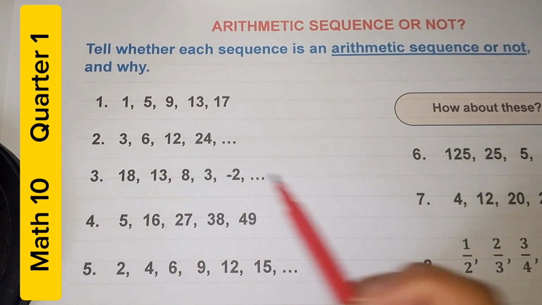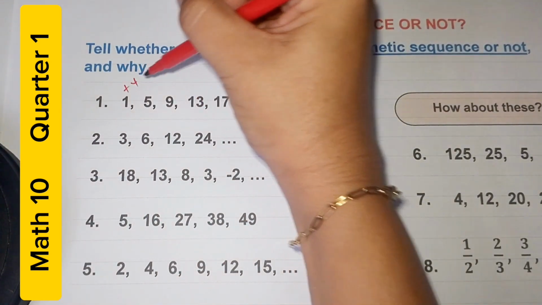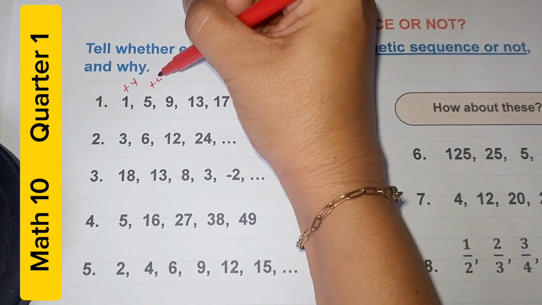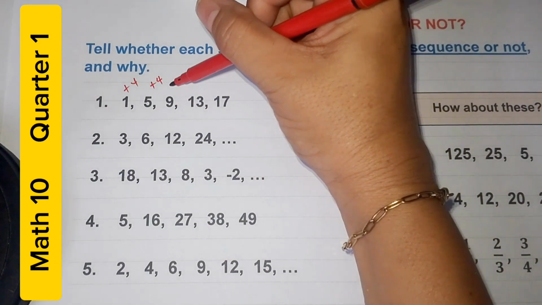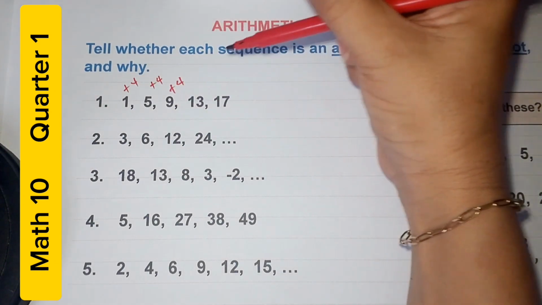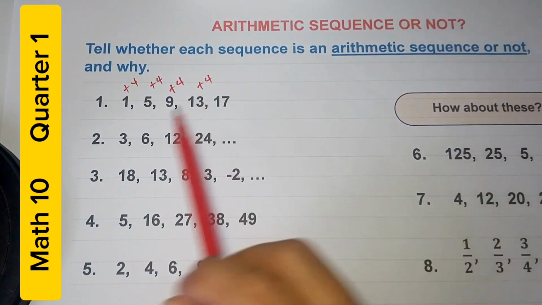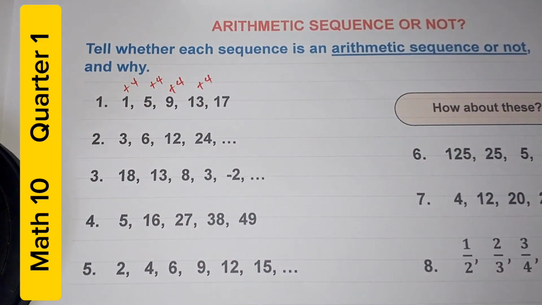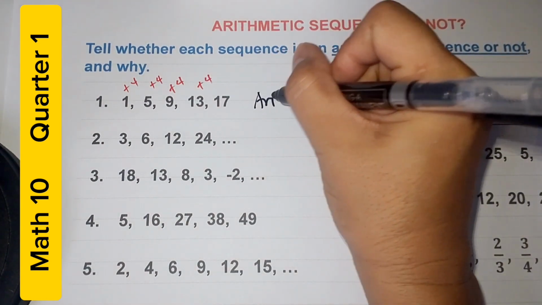Now, from 1 to 5, that is addition of 4. So 1 plus 4 is 5. Then let's try 5 plus 4, 9. Okay, it's good so far. Then 9 plus 4 is 13. 13 plus 4 is 17. So, the rule of adding by 4 is applicable. There is a common difference. Therefore, yes, it is an arithmetic sequence.